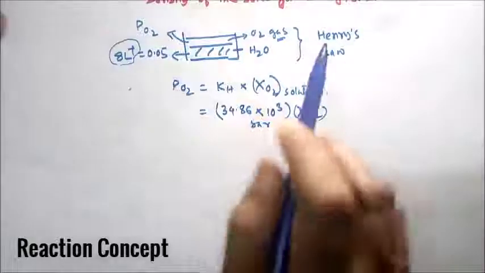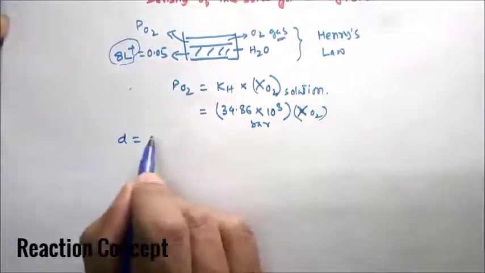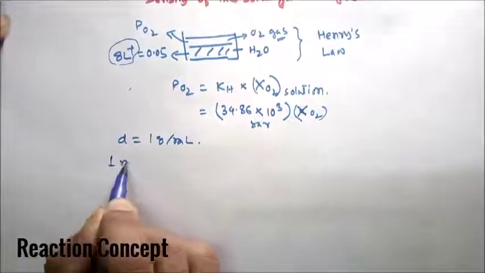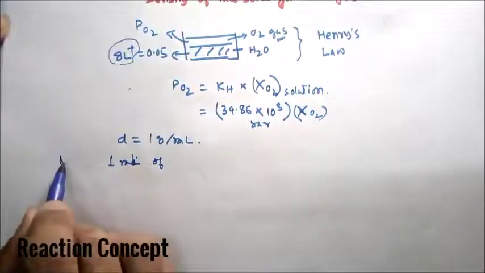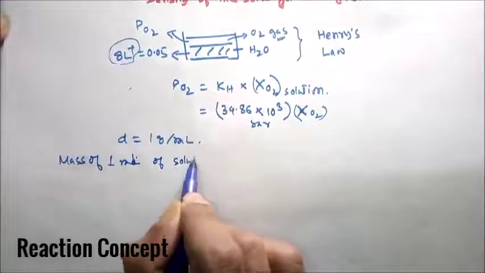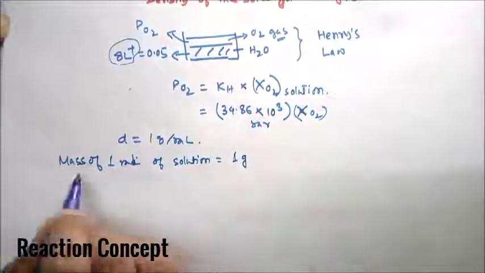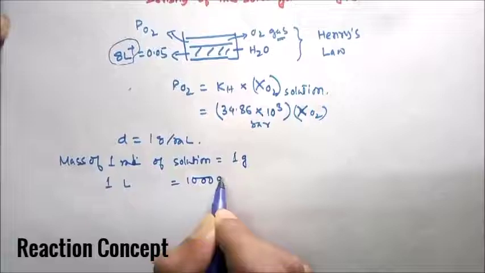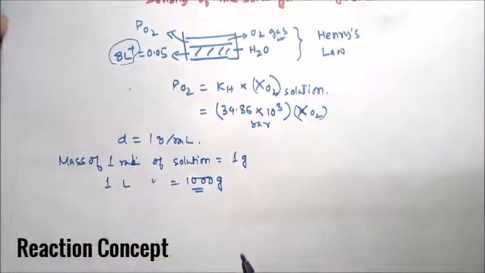The density of the solution is given as 1 gram per ml. This means that the mass of 1 ml of solution is 1 gram. Therefore, the mass of 1 liter would be 1000 gram. This is the mass of 1 liter of solution.